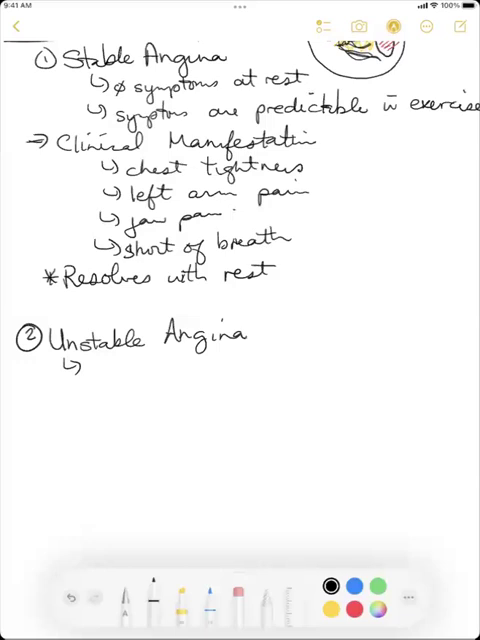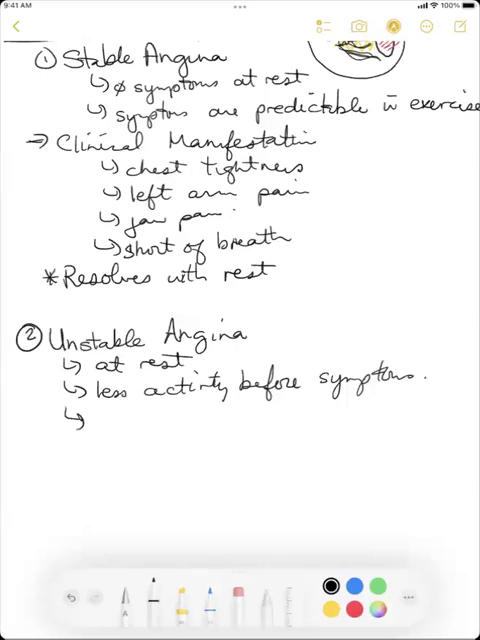So this could be at rest. It could be that less activity brought on the symptoms. So maybe they're normally able to walk 2 blocks and they started getting their symptoms after 1 block of exercise. So less activity before symptoms.